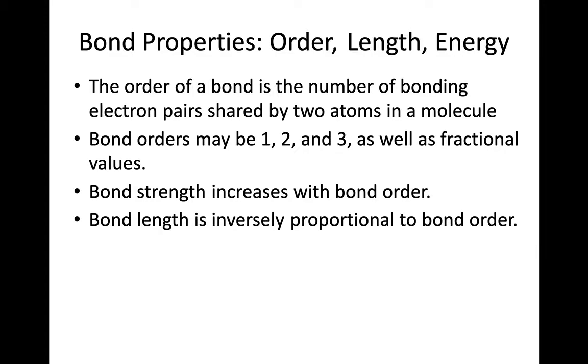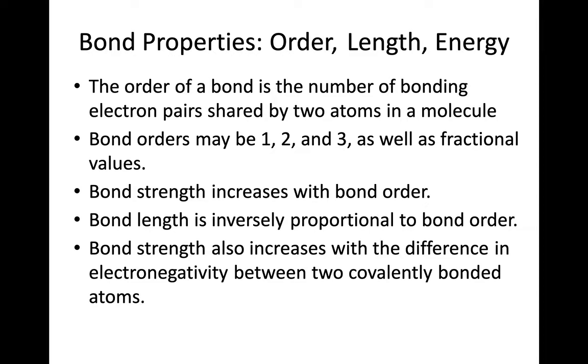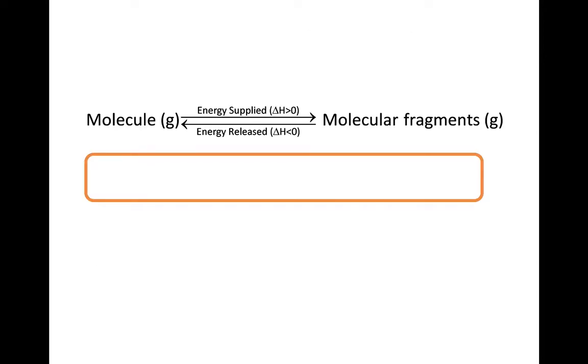Bond length is inversely proportional to bond order. We know this as well. Single bonds are longer than double bonds, which are longer than triple bonds. Bond strength also increases with the difference in electronegativity between two atoms. So the bigger the electronegativity difference, the stronger the bond between those two atoms.